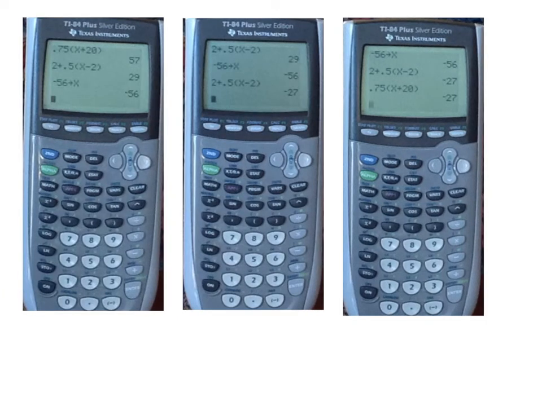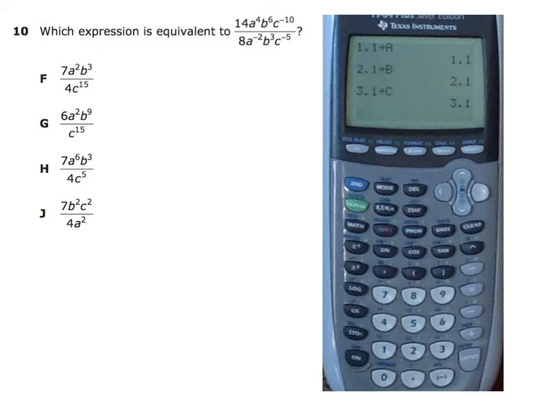And my last answer choice, which was negative 56, I put it in, and at the very end I could see that both sides were equal. So I know that that is the correct answer to the question. Now this is also really cool.